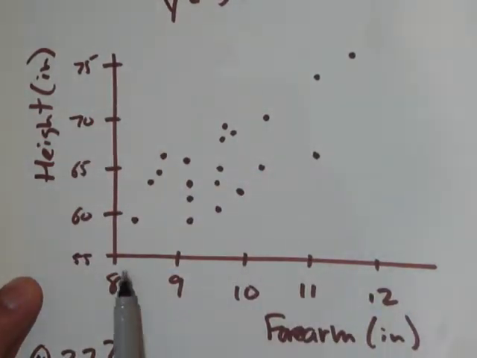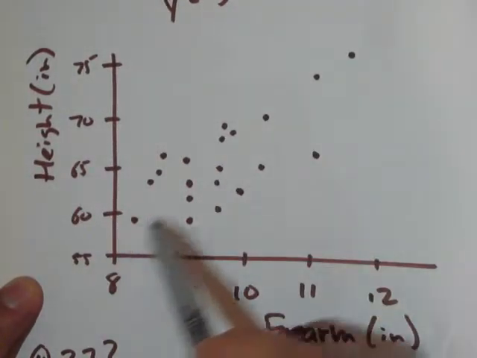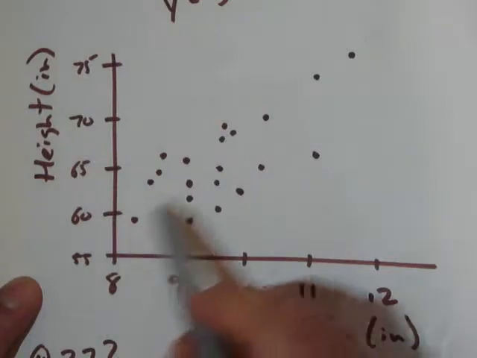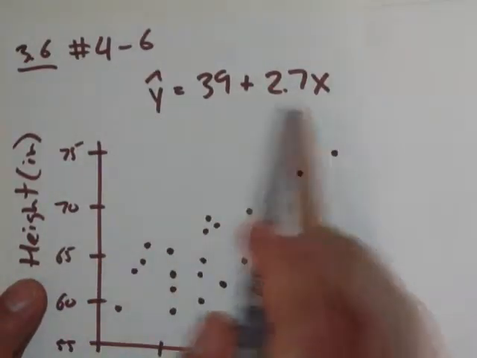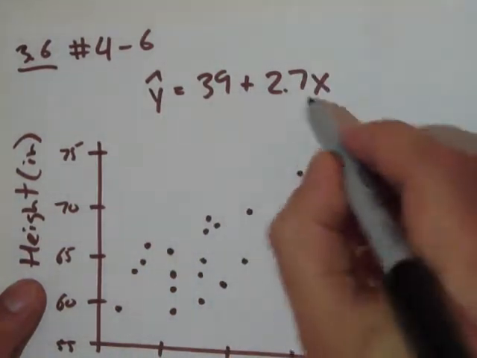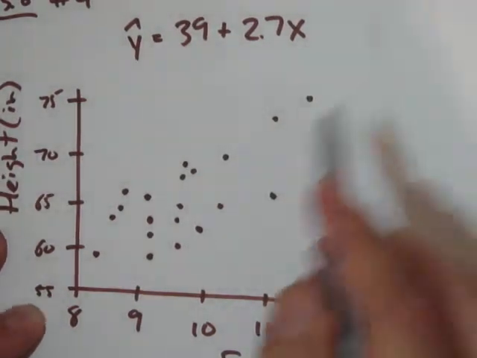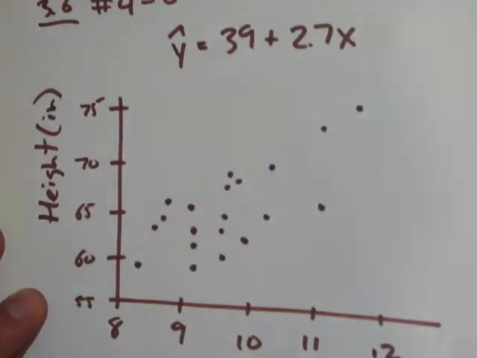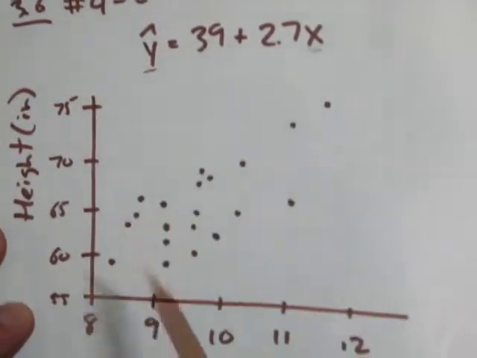The idea is if we know a person's forearm length, we could predict how tall they're going to be because they kind of follow this line a little bit. The line would go somewhere in the middle here. They didn't draw it for us, but they give us the equation of the line right here. Y hat is 39 plus 2.7x. Remember, the x is the forearm length, and the height would be the y hat. So we plug in the forearm length here, and we get a predicted height here.